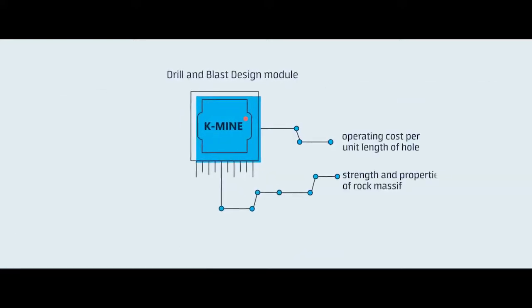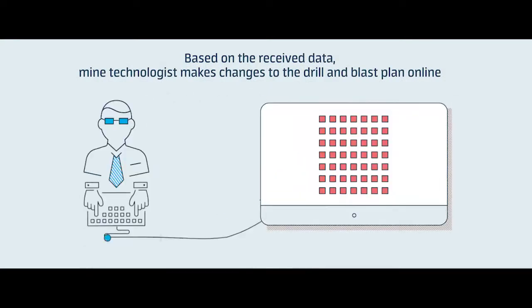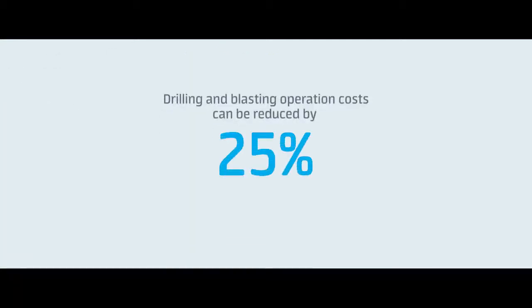The energy capacity and material strength of the rock massif are then determined. With this information, a technologist can quickly make changes to the drilling and blasting plan, adjusting blast hole pattern, and type and mass of explosive. Using this approach, drilling and blasting operation costs can be reduced by 25%.